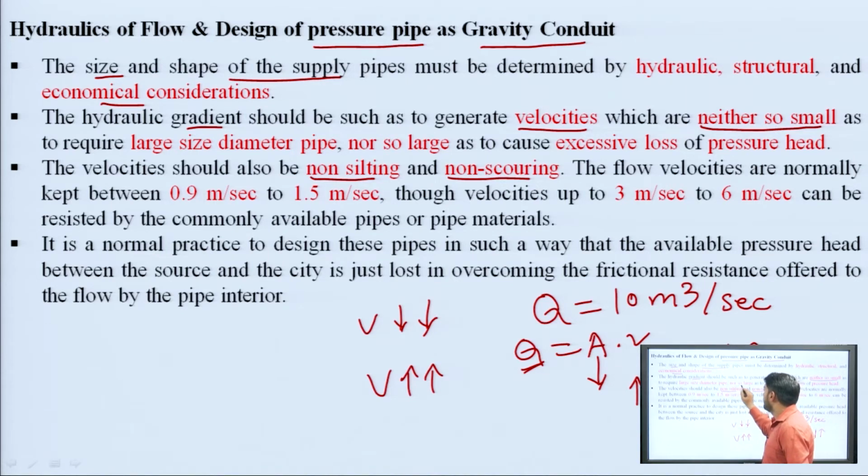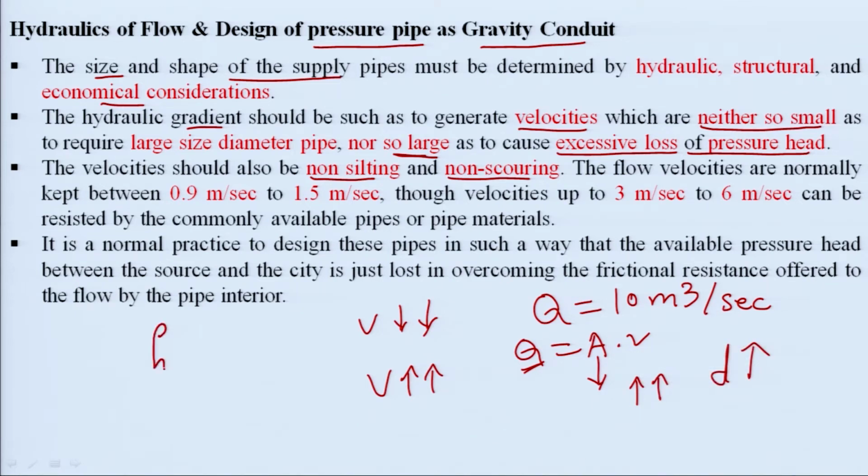What will happen if we take a very small diameter of pipe? Basically, it will increase the loss of pressure head. If velocity is too high, it will increase the pressure head loss. For this, let us consider a formula, that is f L V square upon 2 g D. This is basically the formula for calculating head loss due to friction. What will happen if we take the velocity too high? What is it going to do? Frictional loss will increase. Okay.